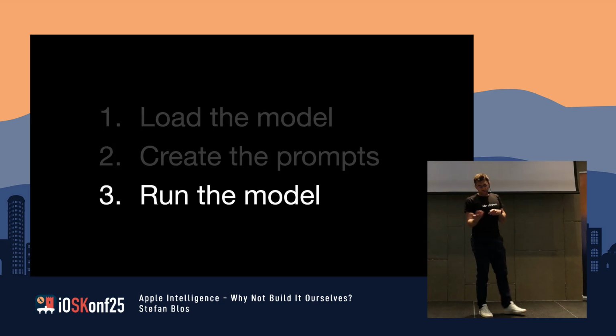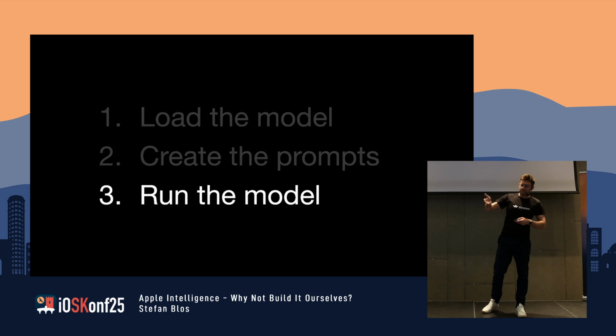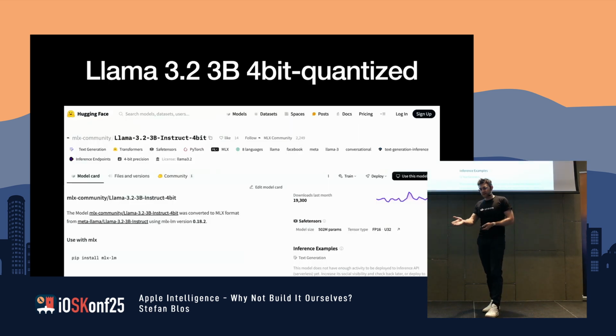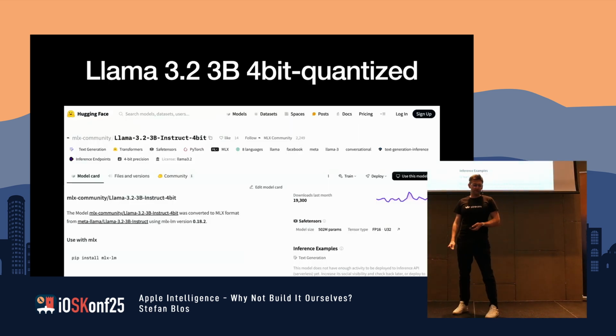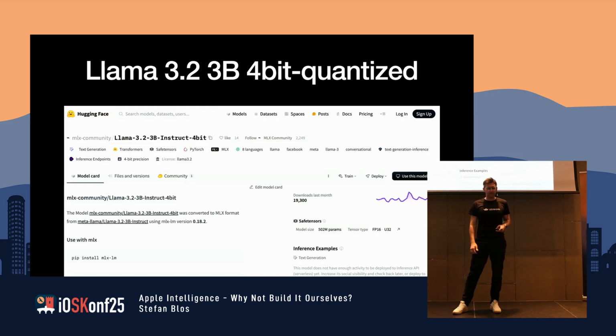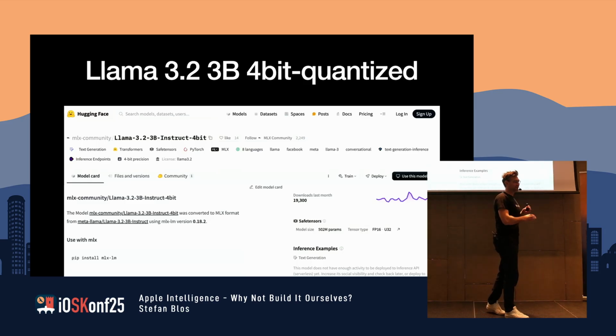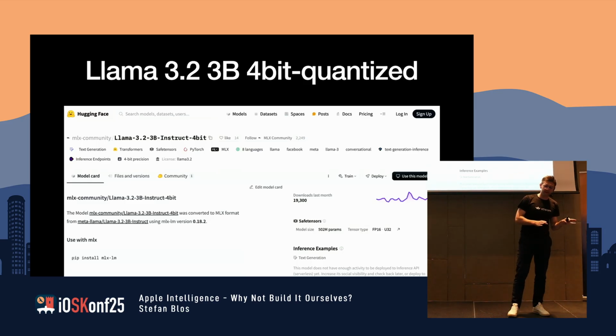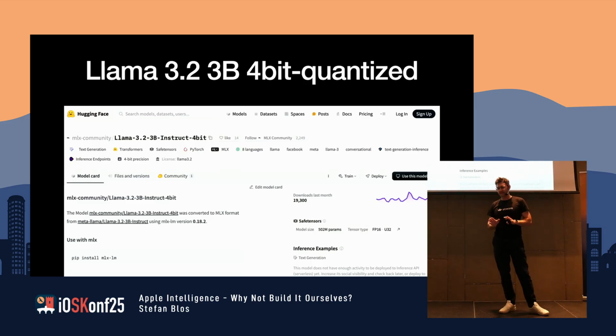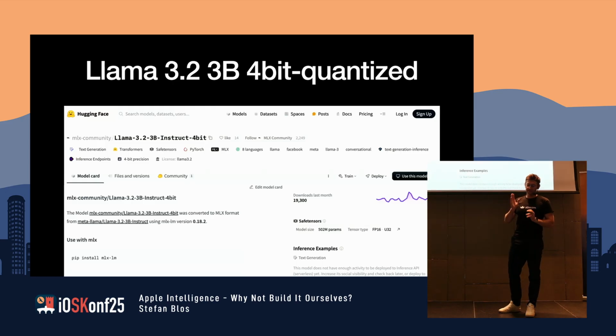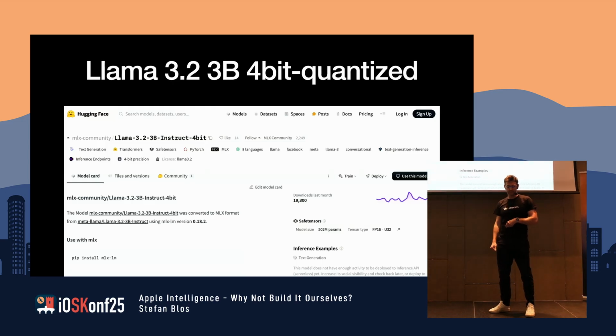So I want to start with loading the model, but for that we actually need a model, right? So I went to Hugging Face, searched a little bit, and found one of the models I mentioned earlier, the 3 billion parameter model from Llama, which is 4-bit quantized. That just means it's reduced in size, so the floating point numbers will be reduced in size, which loses a little precision, but it still has very nice quality and will take less space on our devices.